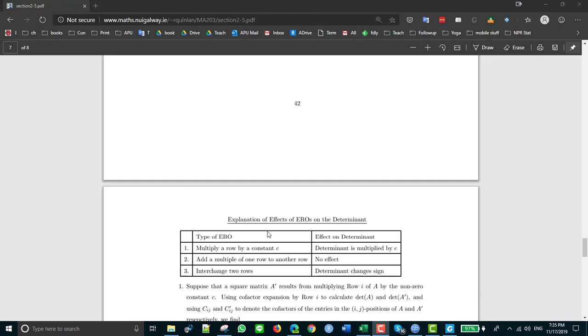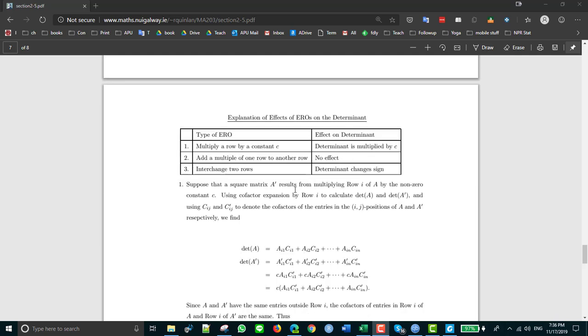So I just looked up elementary row operations and determinant, and I'm sure there are many discussions of this. Here are the types of elementary row operation, ERO. Multiply a row by a constant C: the determinant is multiplied by C. Add a multiple of one row to another row: this doesn't change the determinant. Interchange two rows: the determinant changes sign.